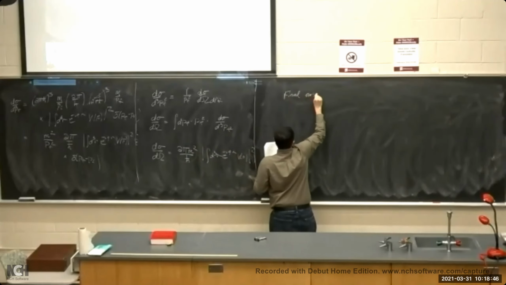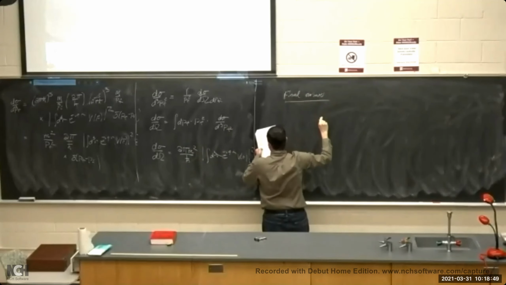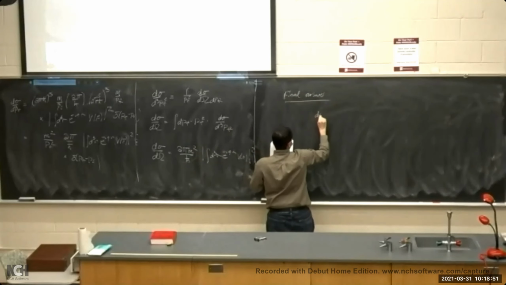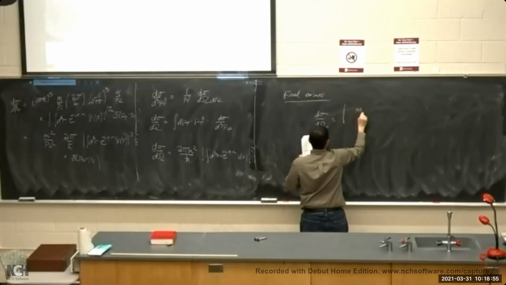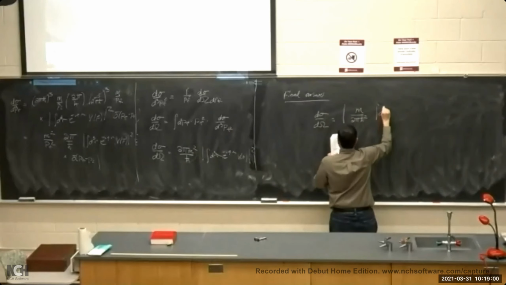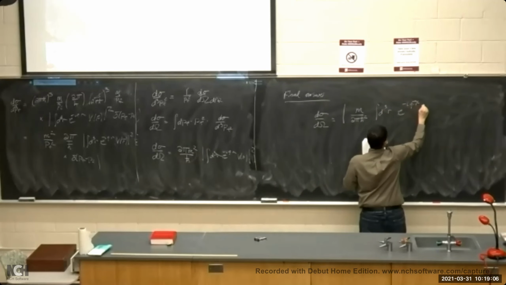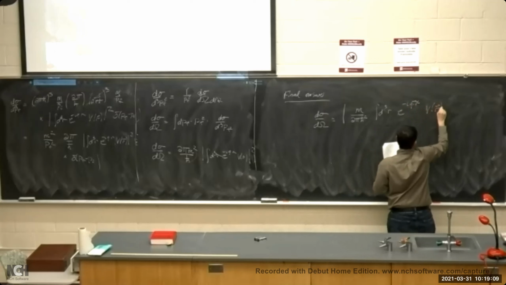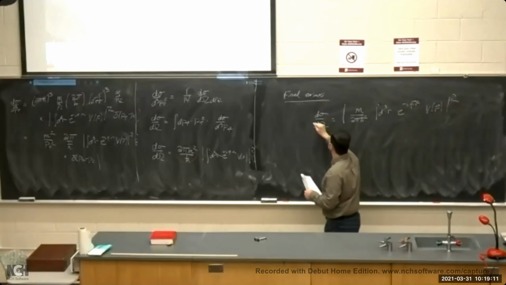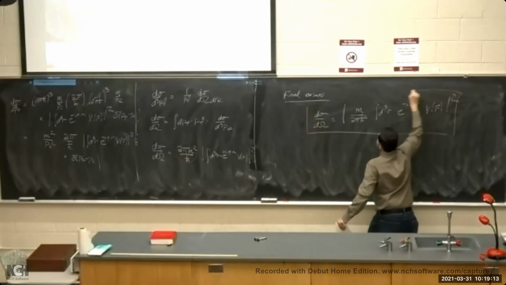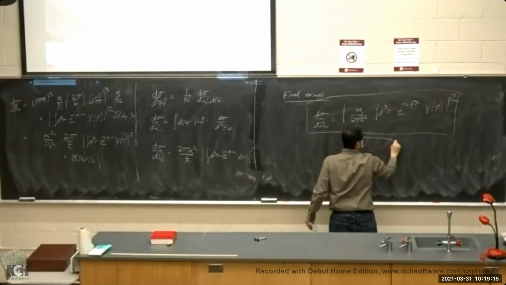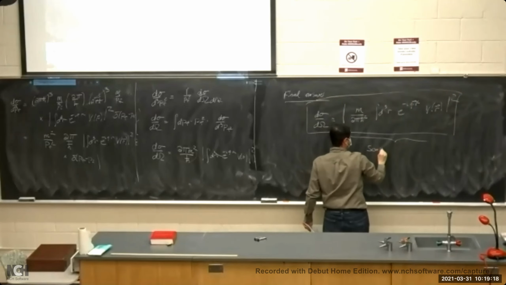So the final answer with all of the correct factors is d sigma d omega is the absolute value of m over 2 pi h bar squared, integral d3r e to the minus i q dot r v of r, squared. This object here is called the scattering amplitude.